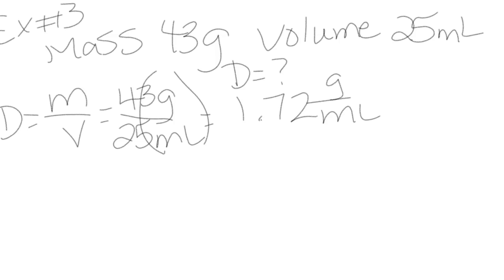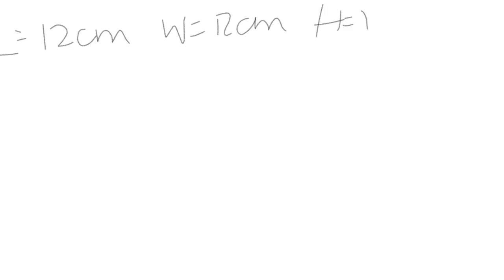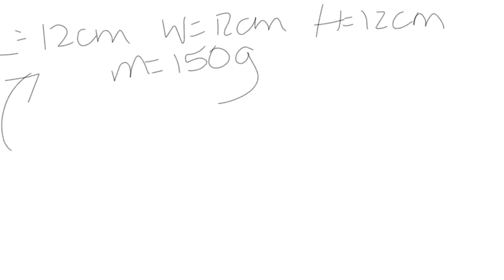Now, sometimes on the sheet that I gave you, you're going to get some that say length is equal to 12 centimeters, width is equal to 12 centimeters, and height is equal to 12 centimeters, and then you might have a mass of, say, 150 grams. What would you have to do in that case? Well, you'd have to find your volume first, and then plug it into your density formula. So keep that in mind. There's also one that says you drop it in a graduated cylinder, and this is what happens. So remember how you would find the volume in that case.